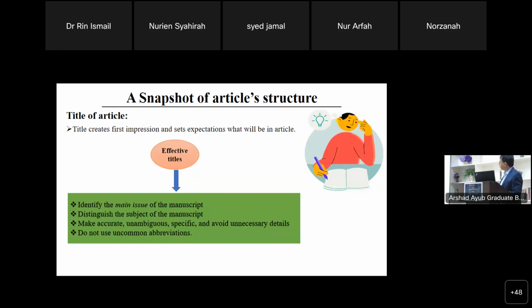Now, the snapshot of the journal's article structure. Title is very important. The title creates the first impression and sets expectation of what will be in the article. What should be the effective title? Identify the main issue of the manuscript, distinguish the subject of the manuscript, make it accurate, unambiguous, specific, and avoid unnecessary details. Do not use uncommon abbreviations.